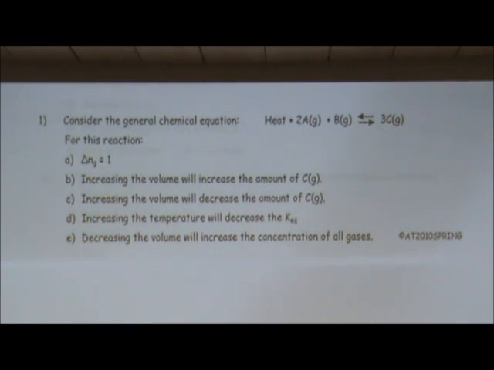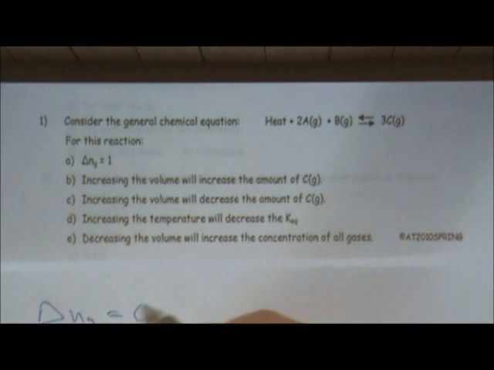Is delta ng equal to 1? No, delta ng. How many people want me to do the delta ng? Raise your hands. To find delta ng, you know how to do it. We talked about it in the lecture, right? Okay, we don't need to do it. So delta ng here is what? 0, right? Delta ng is 0.